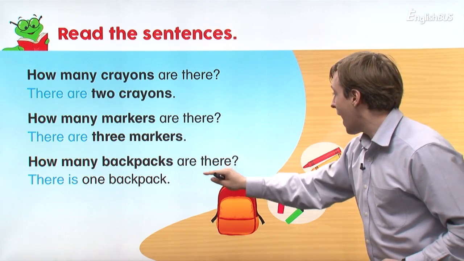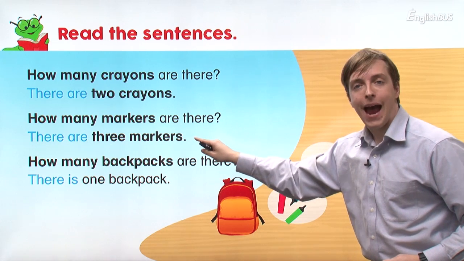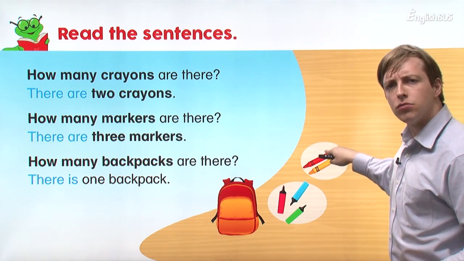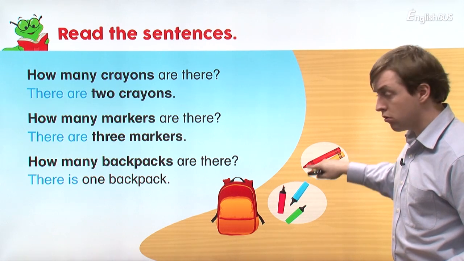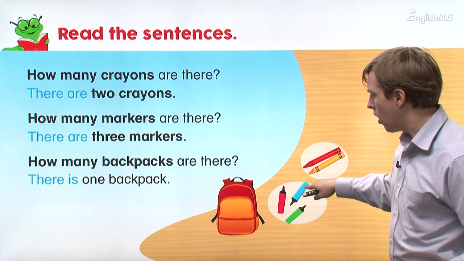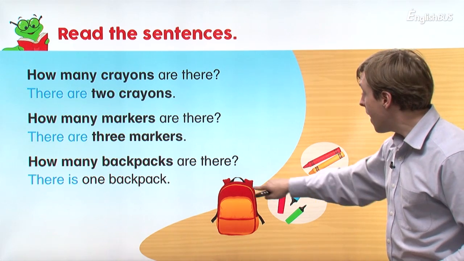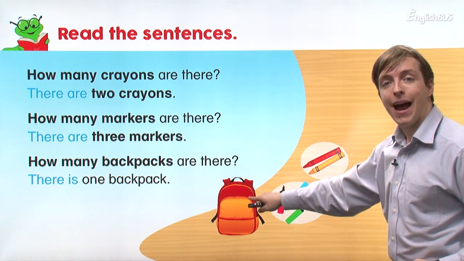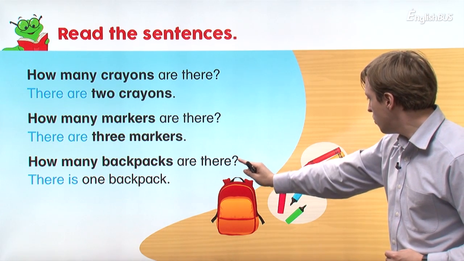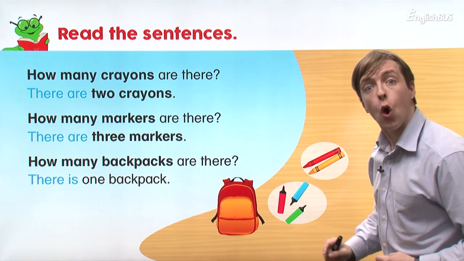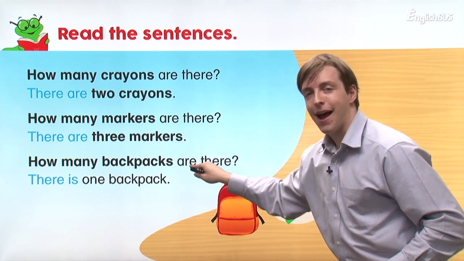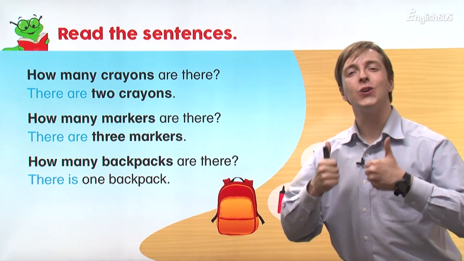Finally, let's look at how many backpacks are there. Now, are these backpacks? No, those are crayons. Are these backpacks? No, those are markers. So, these are backpacks. How many do you see? There is 1, 2. There's only 1 backpack. There is 1 backpack. Okay? Good job!